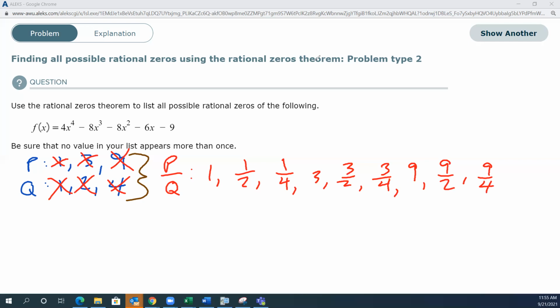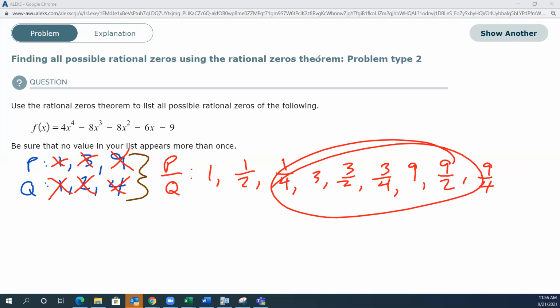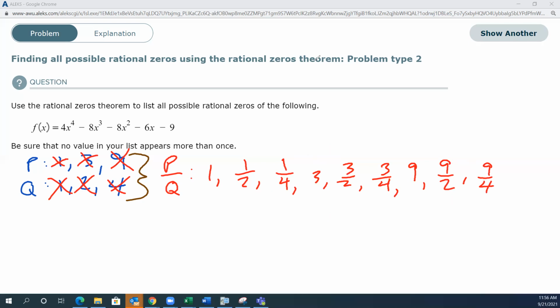Now, often when you do this, it wasn't the case on this problem, but often some of these numbers are going to be repeats. You don't need to write them out a second time. That won't help you. You can if you want, but just skip them when you've got repeats.